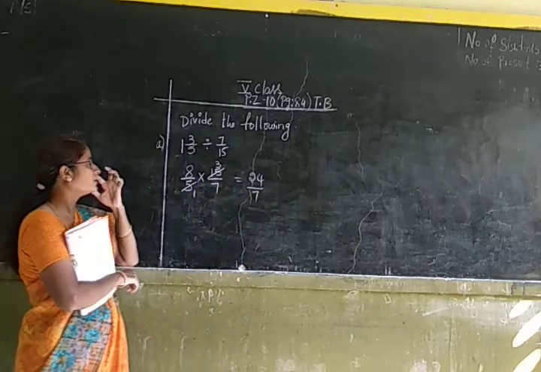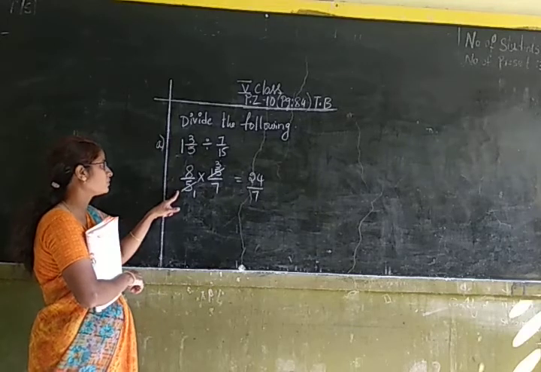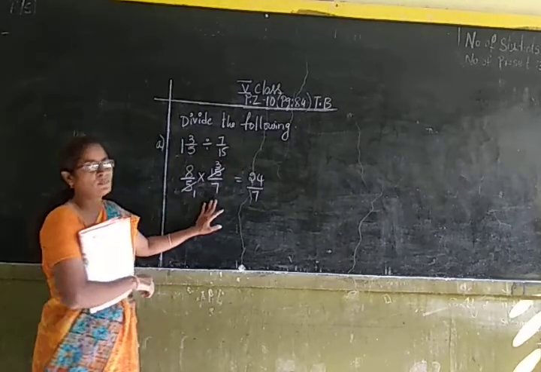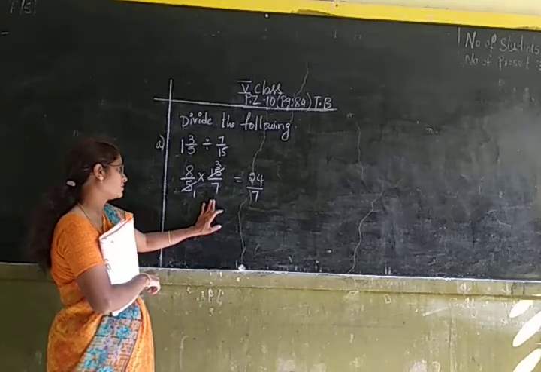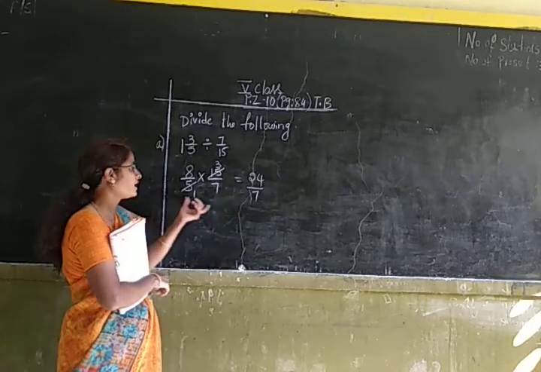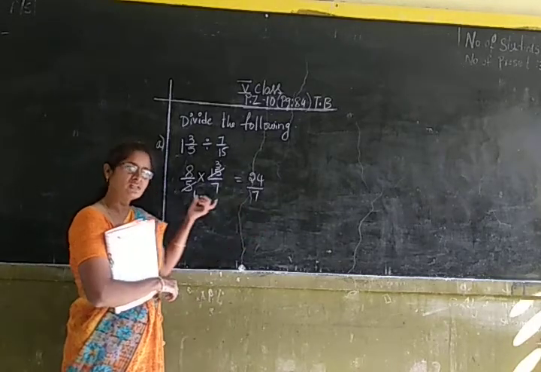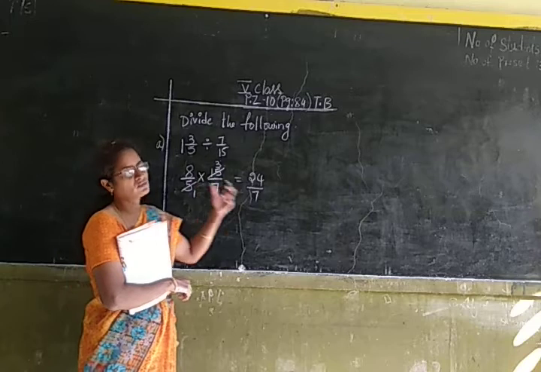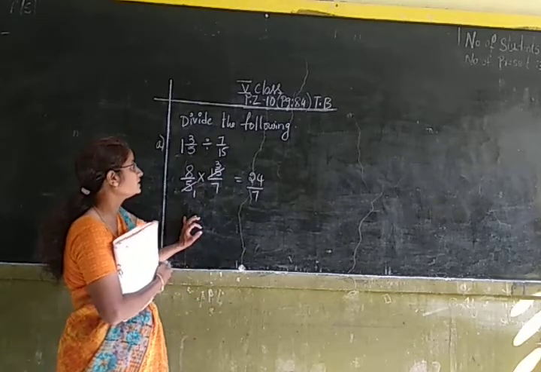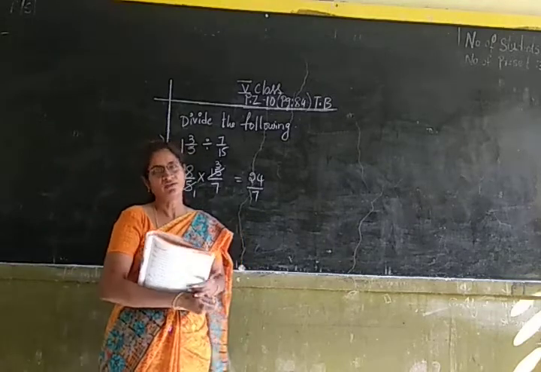So what I have done, first I have changed the mixed fraction into an improper fraction. I have written the reciprocal of the second fraction and then I have multiplied with the first fraction. Before multiplying, first I have reduced the fractions and then I have multiplied the fractions. You can also multiply the fractions and then reduce them. Okay children, this is the way of dividing the mixed fraction with a fraction.